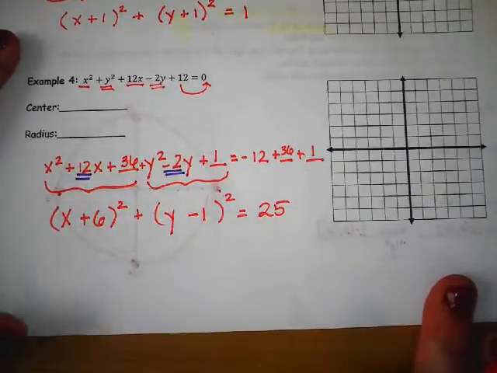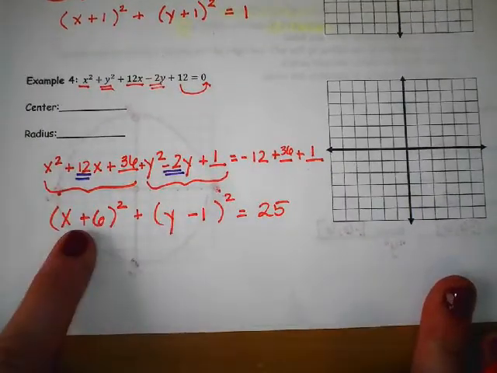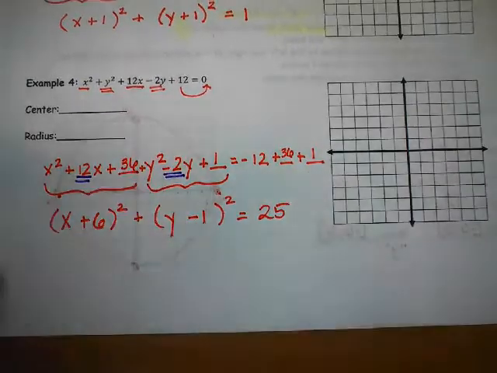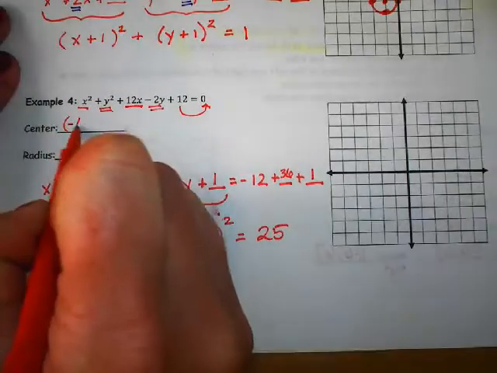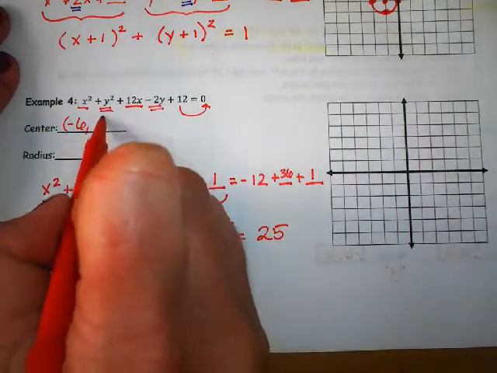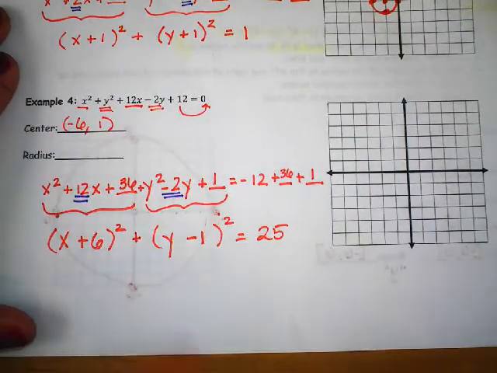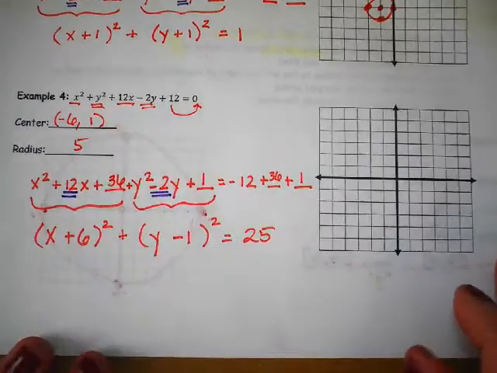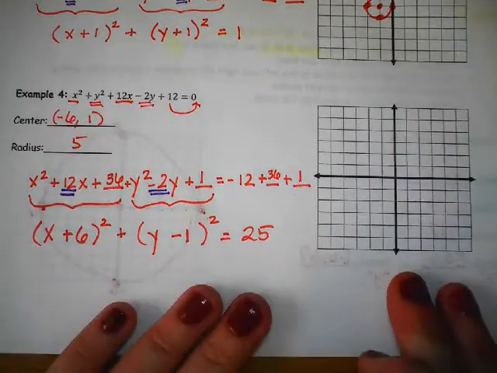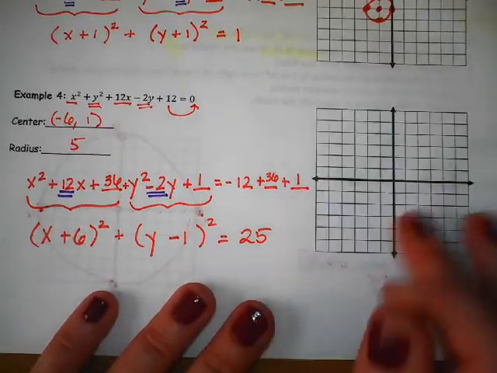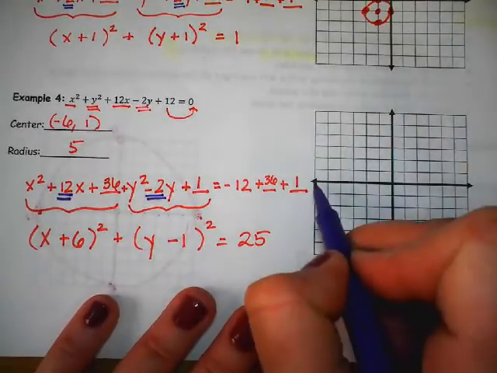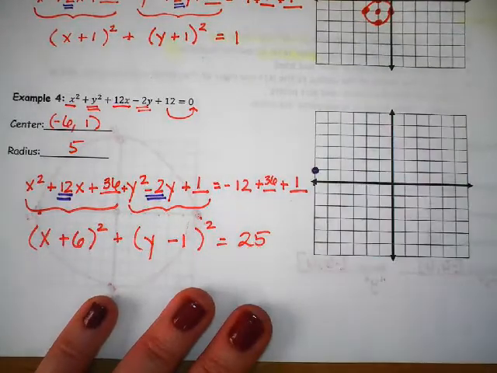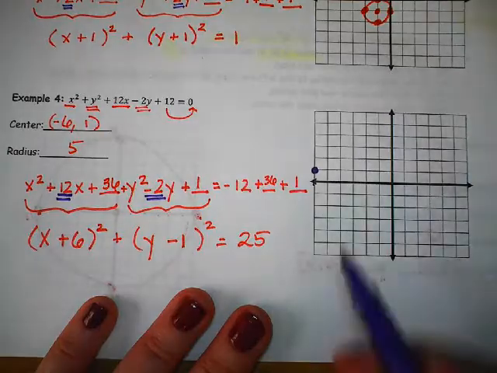So now I'm going to pull off my center and my radius. My center is going to be the opposite of the x, comma, the opposite of this y. So (-6, 1). My radius is going to be the square root of 25, or 5. And I'll come over here on my graph and graph this. This one I think is going to go off my graph that I'm given. So -6 is way out here. +1, there's my center.